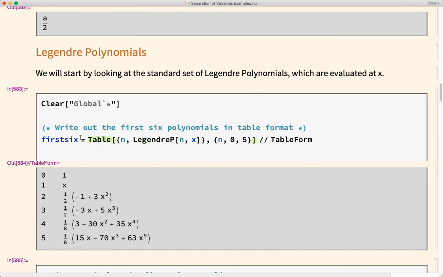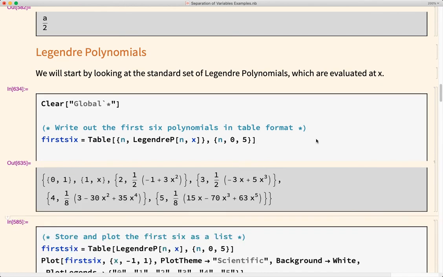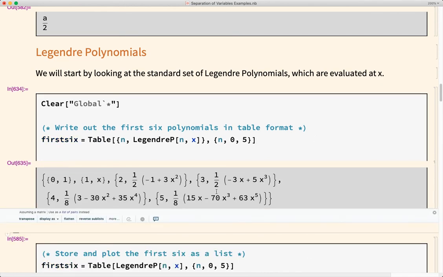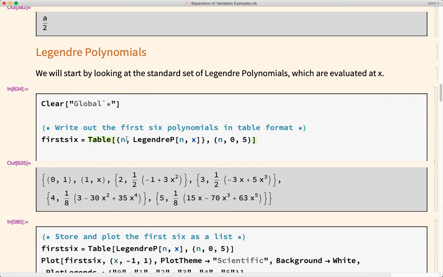Okay, so if I look here at what I'm doing, this table, if I get rid of this, you'll see kind of what it looks like. It just makes a list. Right now, it's making a list of two things. There's n, so it's kind of making a list of a list. The first variable is n, the value of n that's being used, and then the second variable is the actual Legendre polynomial for that n value.